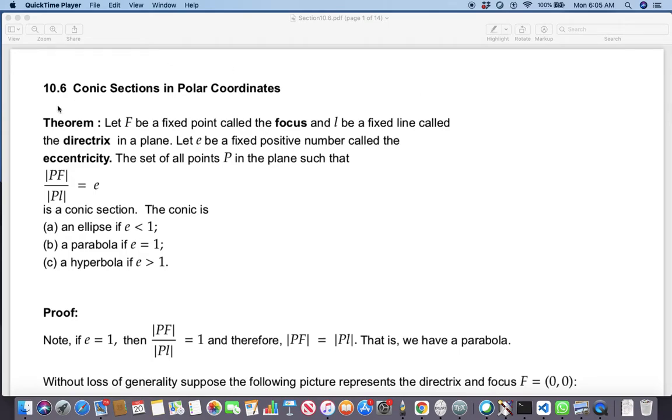Welcome back. Section 10.6, Conic sections in polar coordinates. Let's start with a theorem.